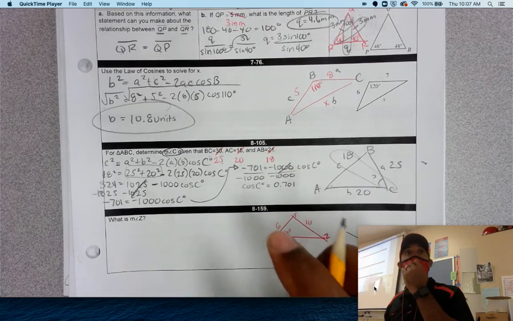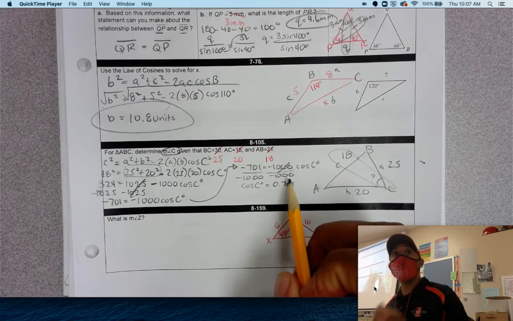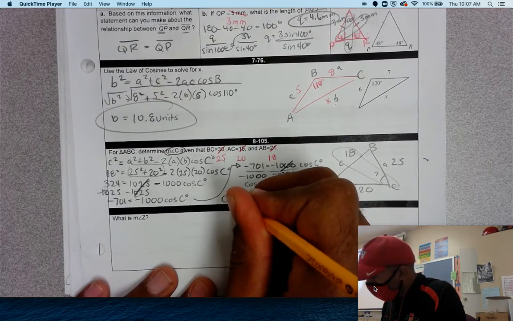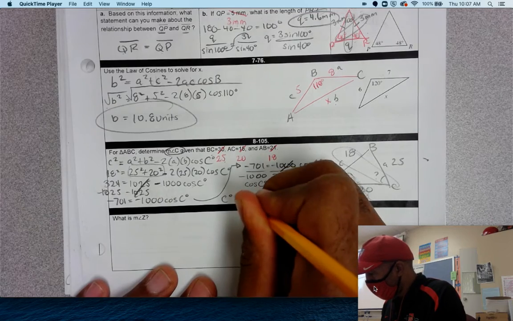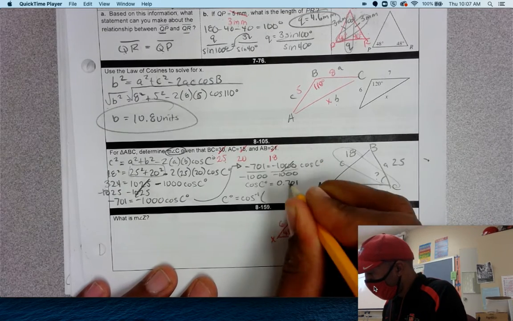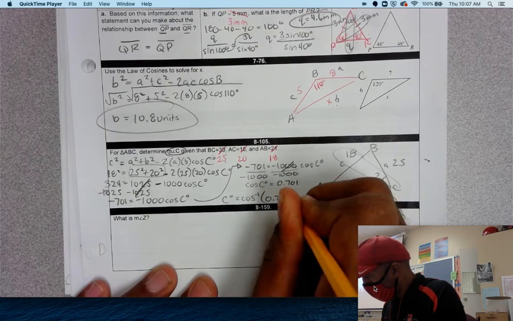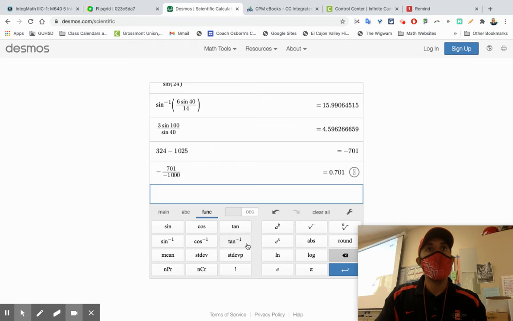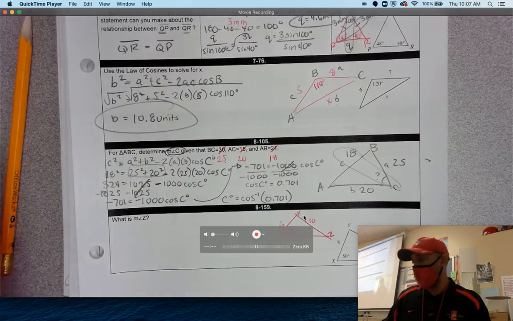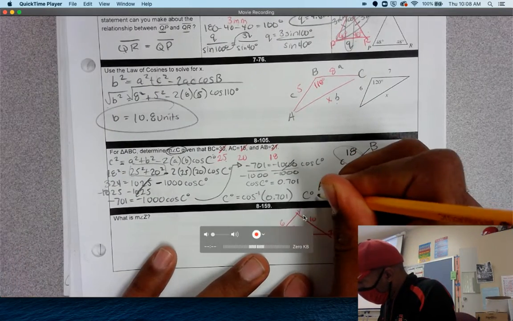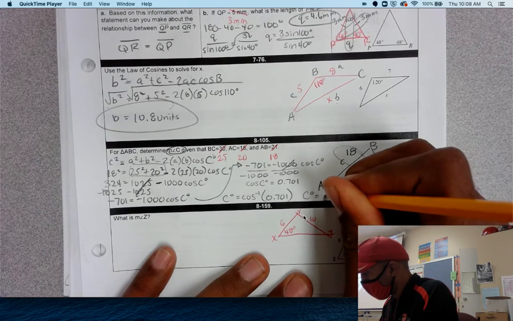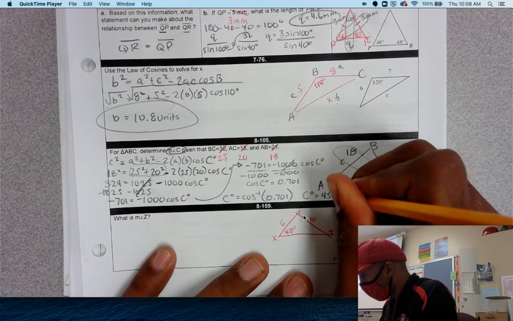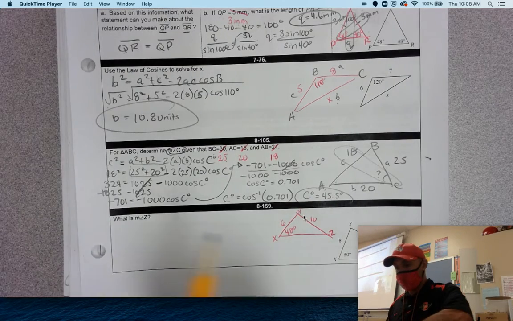And now remember, just like the problems before, when you are looking for the angle, you use the inverse. So now the angle C will be equal to the inverse cosine of this value. Let's use the cosine inverse function. I put in 0.701, and it's 45, we'll round that to 45.5. So the measure of angle C is equal to 45.5 degrees.